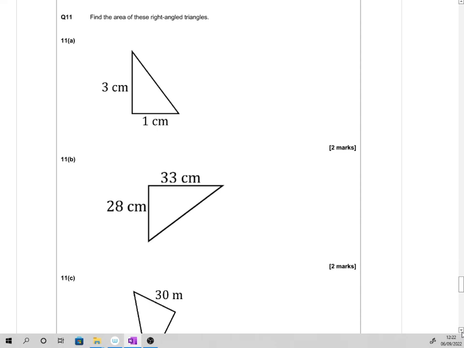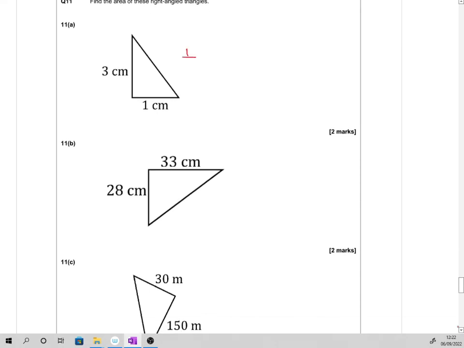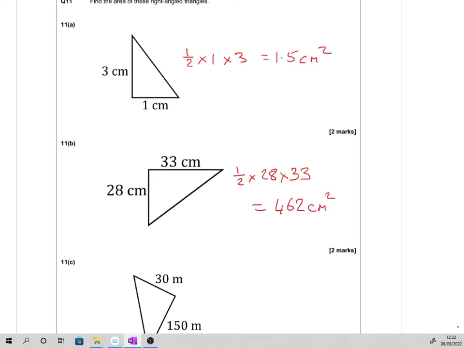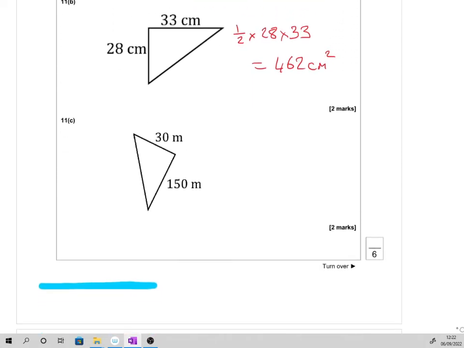Find the area of these right angled triangles. So a half times 1 times 3, which is a half of 3, which equals 1.5 centimeters squared. A half times any numbers, doesn't matter, we're just multiplying them all together. 28 times 33. So 0.5 times 28 times 33 is 462 centimeters squared. They'll tip the triangles round, try and make it more confusing, but it doesn't matter.